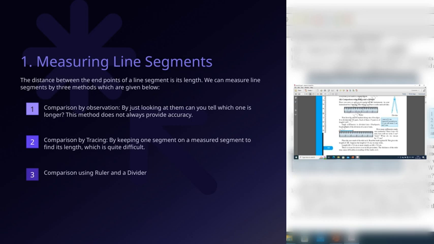Finally, the most precise method is using a ruler and a divider. With these tools, we can measure the exact length of a segment. This method is especially important in geometry when accuracy matters a lot. So, understanding these methods helps us measure line segments accurately, which is fundamental for exploring more complex geometric concepts.